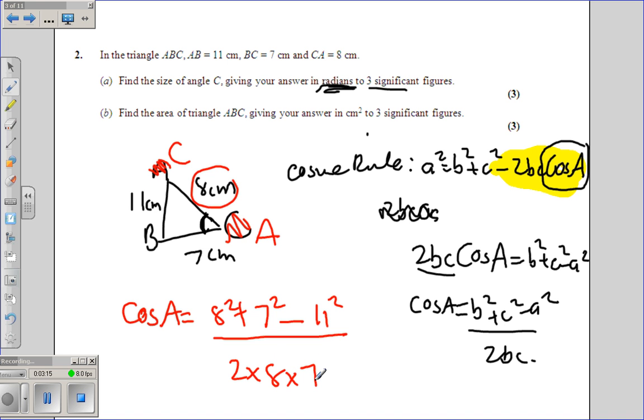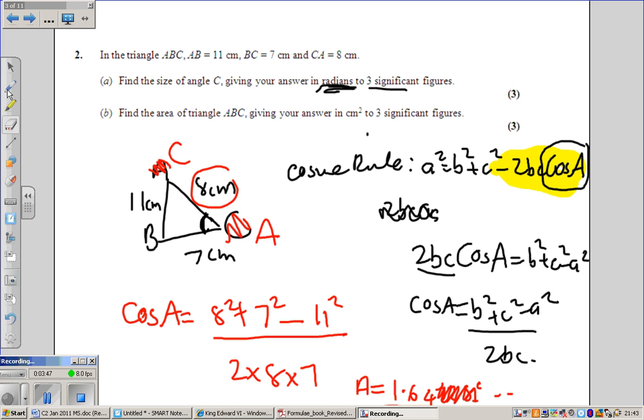And if you type all that into your calculator, make sure it's in radians though, and then shift and cosine it, because remember we don't want the cosine of A, we want A. So you end up with A equalling, in radians, 1.64228. It's 3 significant figures, sorry, so 1.64. Done. And that's 3 easy marks there.